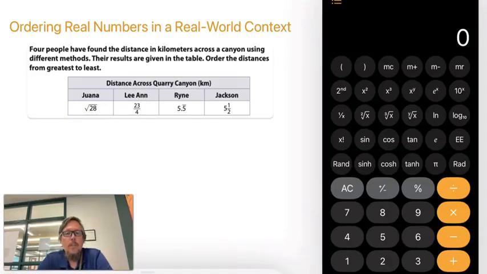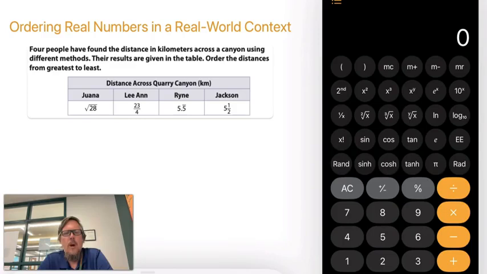So we're going to order some real numbers, but this time we're going to do it from a real world context. Instead of just having plain numbers given to us, we're going to be told what those numbers mean. So this problem says 4 people have found the distance in kilometers across a canyon using 4 different methods. Their results are given in the table. Order the distances from greatest to least.